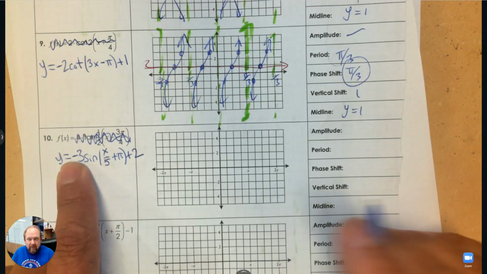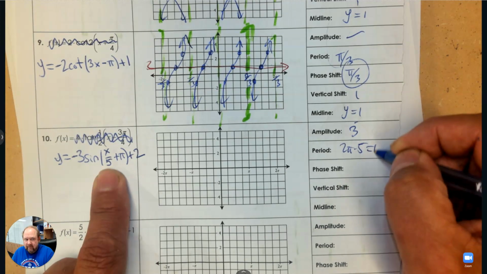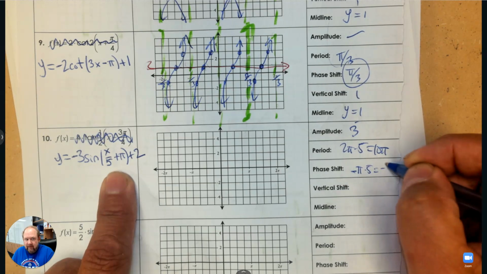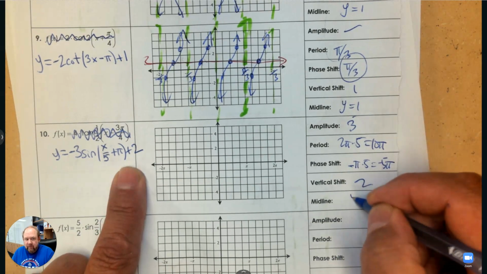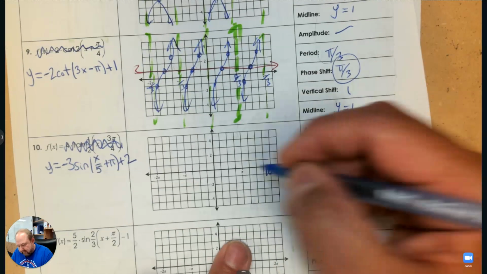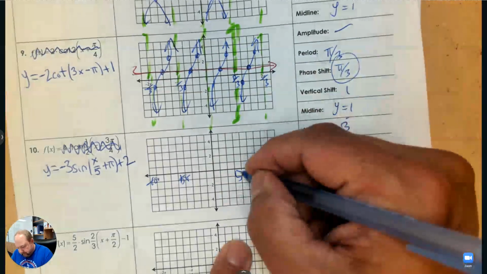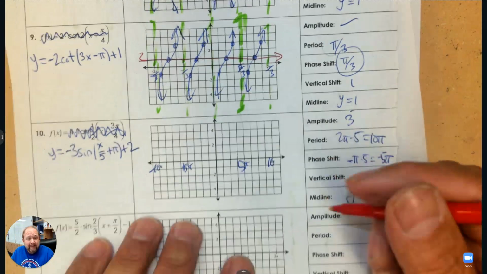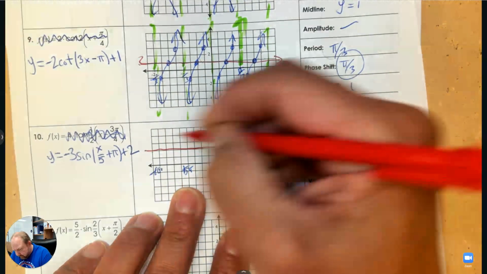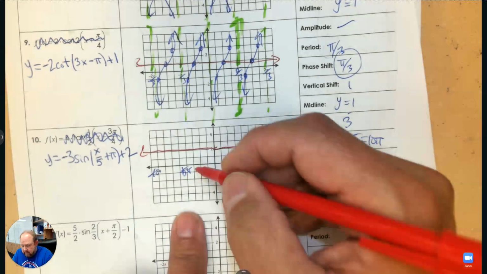You should try it first, right? Press pause. It does have an amplitude of 3. The period, 2 pi times 5, which is 10 pi. The phase shift is negative pi times 5, which is negative 5 pi. Vertical shift is 2, and there's our midline. So the scale should be 10 pi and 5 pi. The midline is at 2, and then go to the phase shift, which is at negative 5 pi right here.